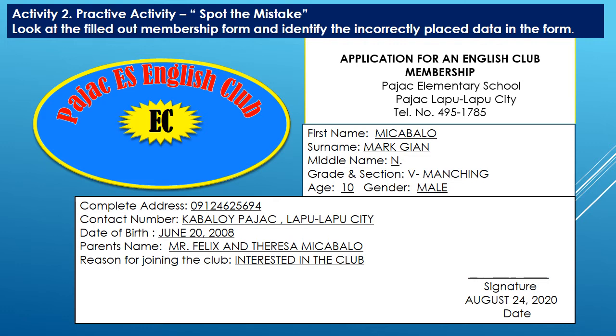Activity 2, let's enjoy doing this activity 2. Let's try to check if you really understand our application form. So here in this activity, you are going to spot the mistake. It means that you are going to look at the data that is incorrectly placed in the form. Okay, so if you can see there, just mark X.